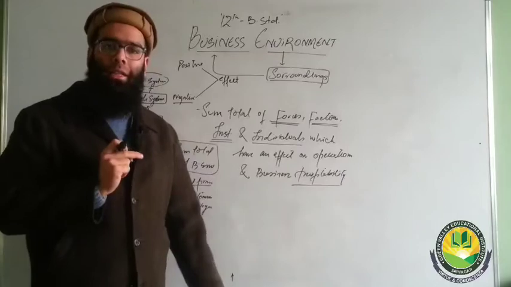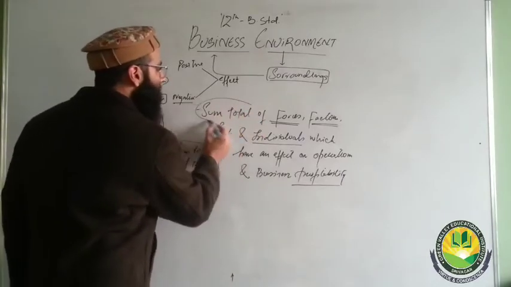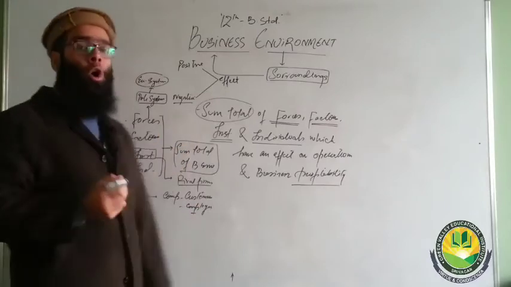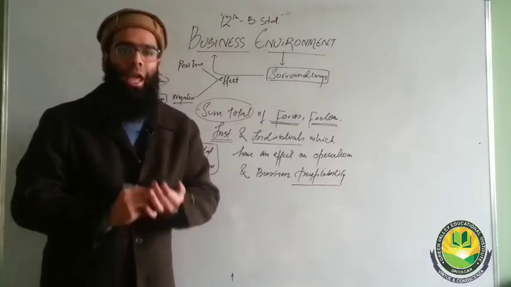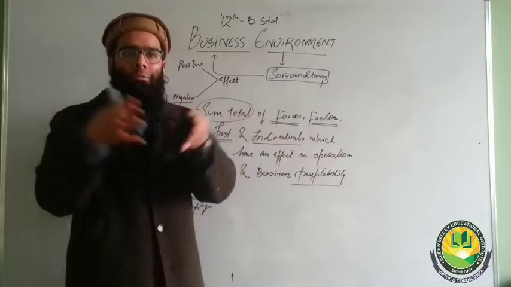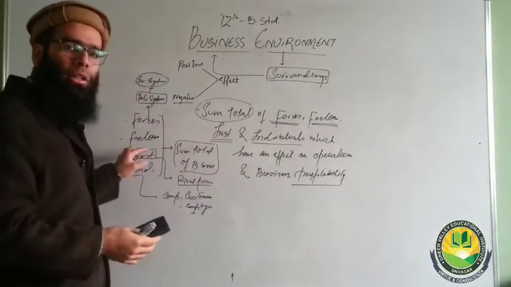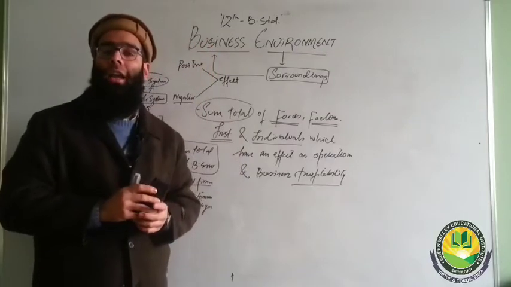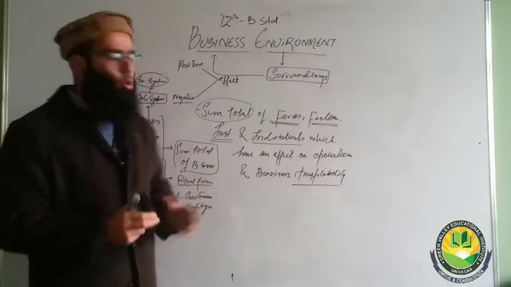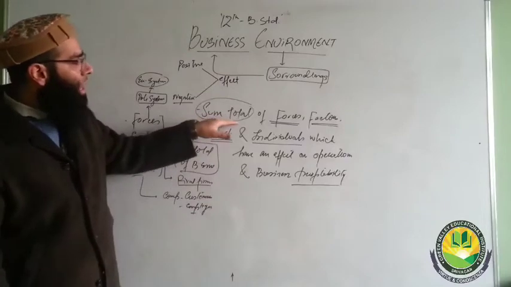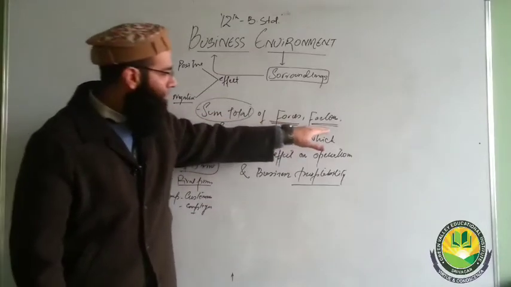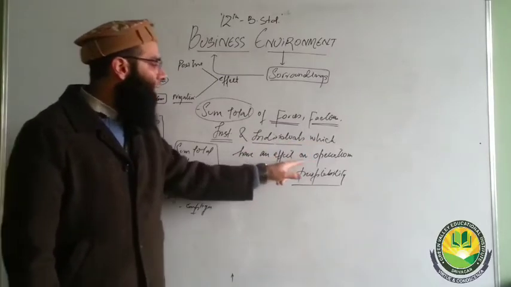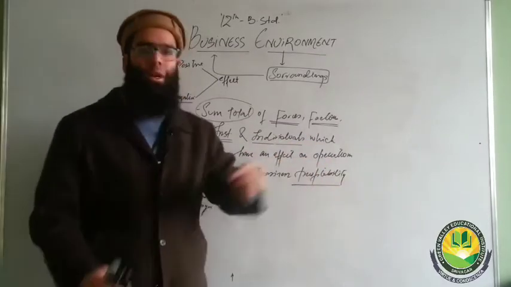But one more important thing in this definition is that it is the sum total, which implies that these forces do not act individually. They all combine, they all converge, one affecting the other, and thus collectively having an impact on the working and profitability of the business. So to sum up, it is the sum total of these forces, factors, institutions, and individuals which have an effect on operations and business profitability.